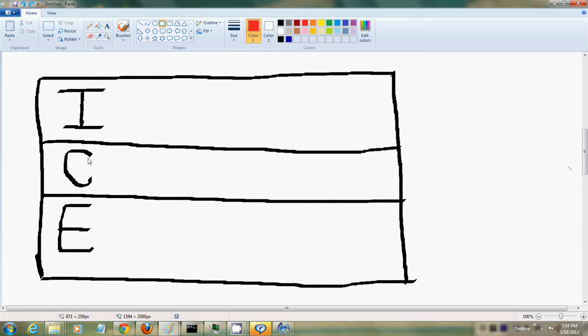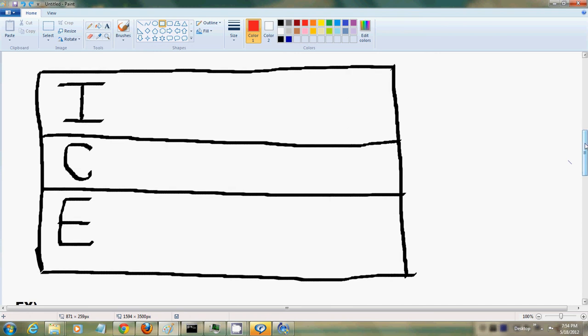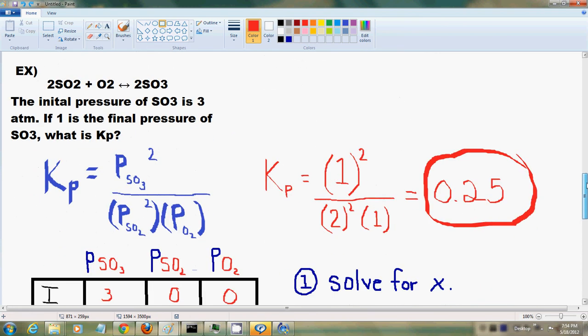It's very simple, and all you have to do is just plug in these values for each of your products and reactants, and finding Kp can come to you in a matter of seconds. Let's try an example.